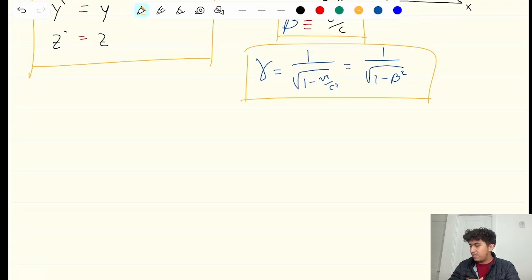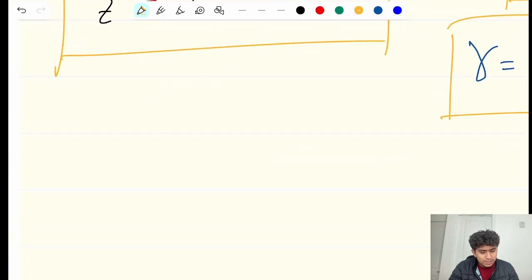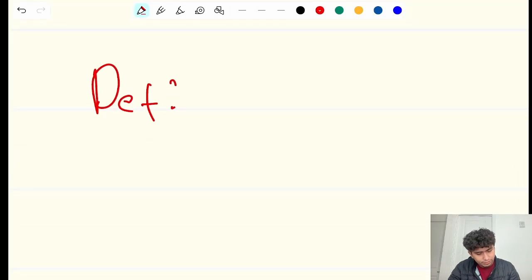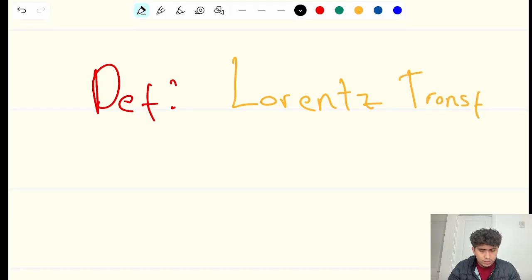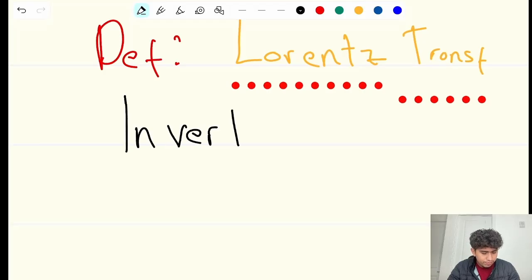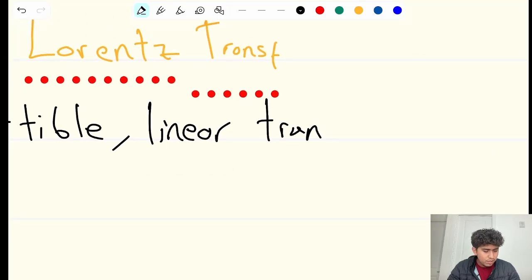So why did we show you the Lorentz transformations? Because we can generalize them to general matrices. So what is the general definition of a Lorentz transformation? Remember, a Lorentz transformation just changes you from one frame to another frame, and it tells you how things transform. So in general, let me put the definition of a Lorentz transformation. In general, Lorentz transformations are invertible, linear transformations of coordinates. These are the conditions.